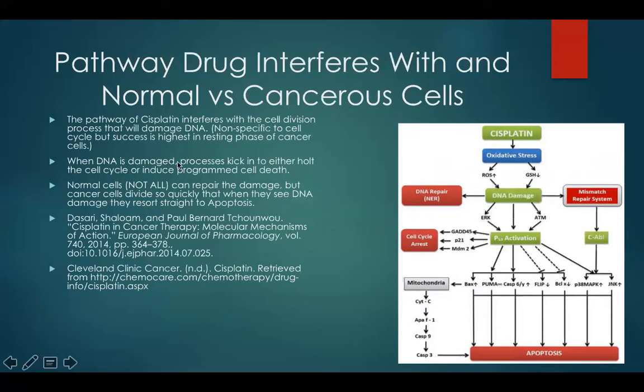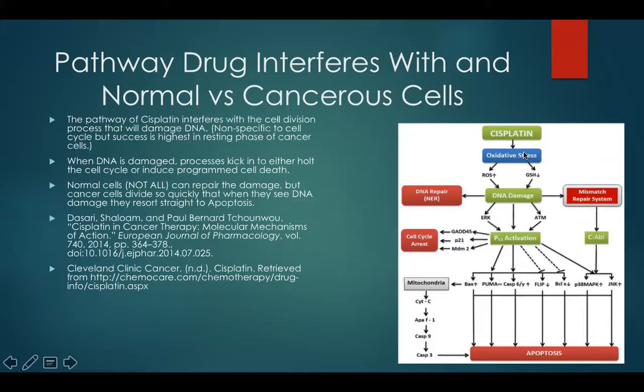So when DNA is damaged, processes kick in to either halt the cell cycle or induce programmed cell death. Normal cells, not all cells, but most can repair the damage. But cancer cells divide so quickly that when they see the DNA damage, they resort straight to apoptosis. And as we see, I've got the mechanism breakdown right here on the right.